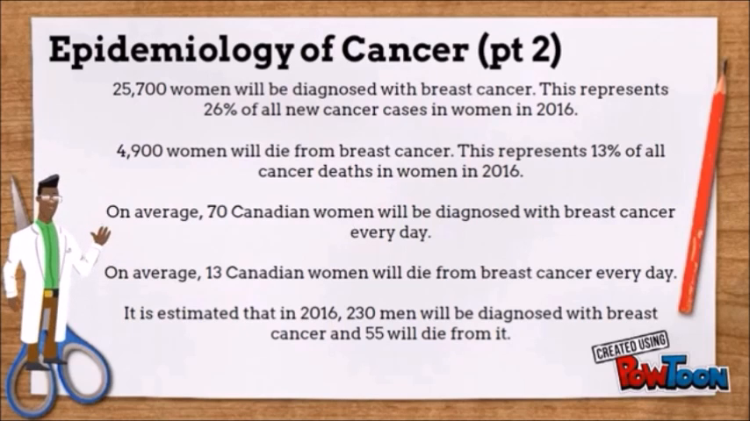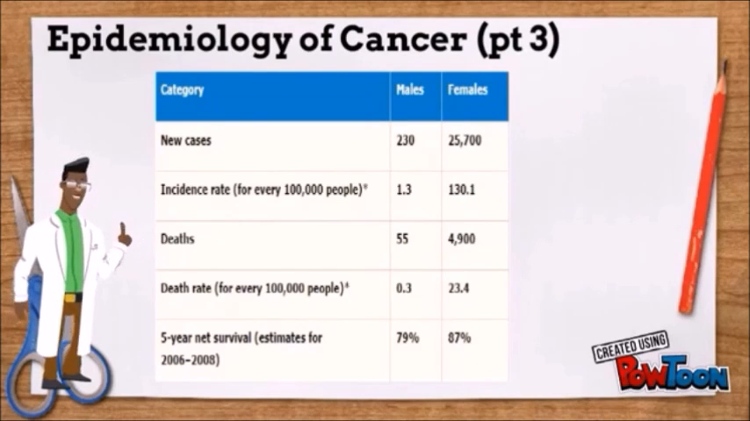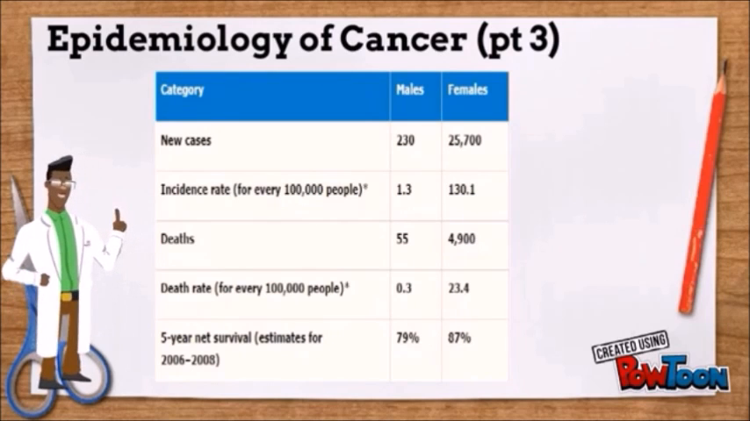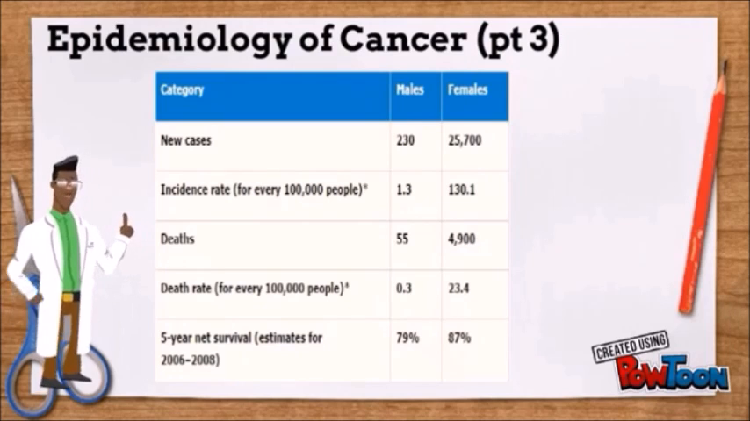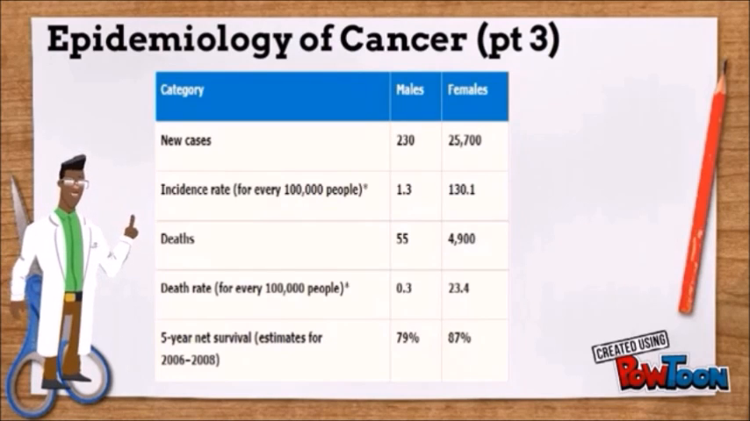And it is estimated that in 2016, 230 men would have been diagnosed with breast cancer, and 55 of them would have died as a result. Statistics seem to suggest that women get breast cancer more than males, and that when you compare the incidence rates of both males and females, females is much higher than males, death rate is much higher than males, but over a 5-year net survival rate, females have a much higher chance than males, as females are more likely to develop breast cancer than males, and so there are better treatments to fight female breast cancer versus males.